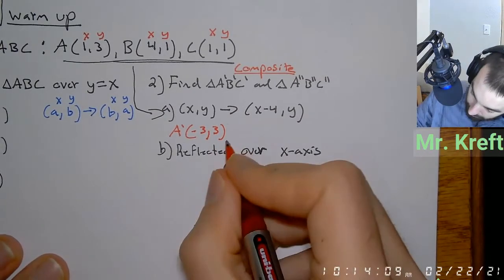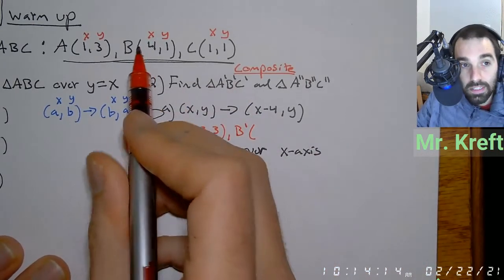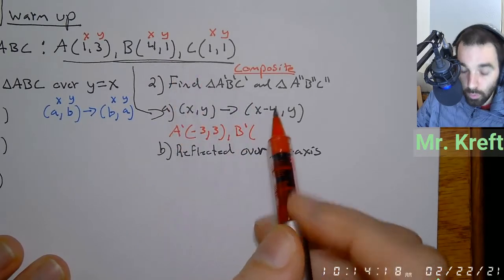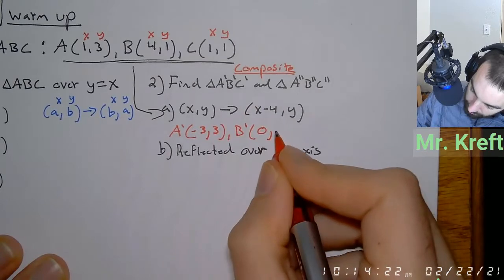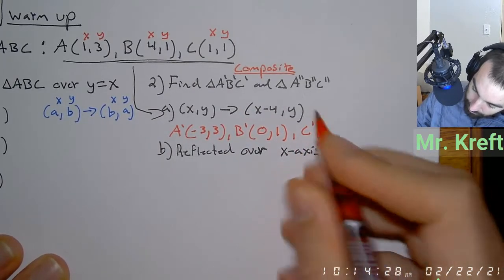Okay, and that's all we're doing. So then I go ahead and I get b prime. I'm going to take my old b, I'm going to take my x, and I'm going to plug it in. So 4 minus 4 is 0, so that's my new x, and then the y is going to stay the same. Okay, and then I'm going to get my c prime.